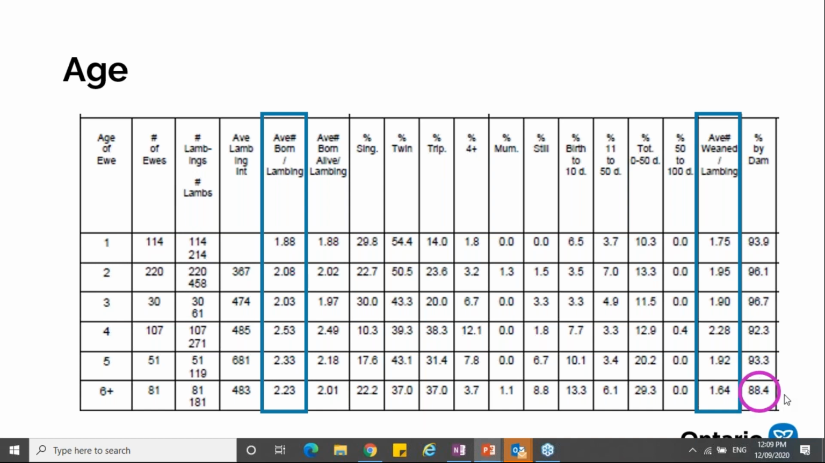And here we see, percent raised by dam, we're down to 88.4% compared to the sort of 92, 93, 94% that we're seeing in the other age groups. And so now we're thinking, maybe we need to consider culling after 5 years of age. We're seeing a lot of lamb mortality happening here. We're up to 29%. And so age might be something you want to think about, and we'll come back to that a little bit later in the presentation.